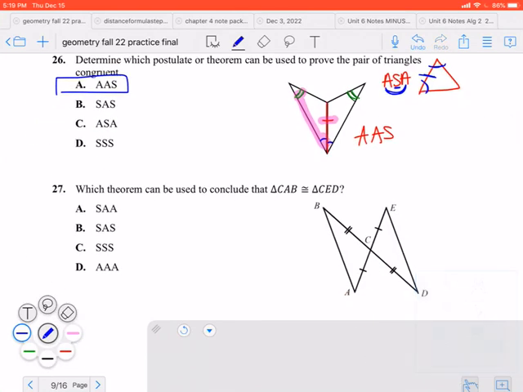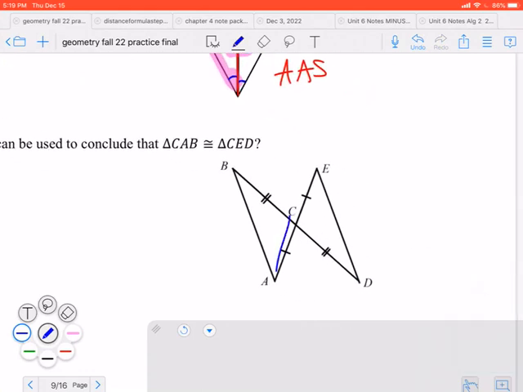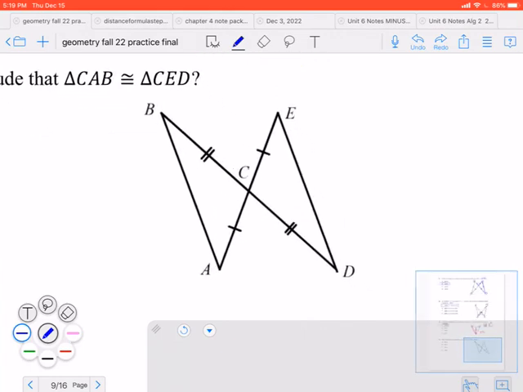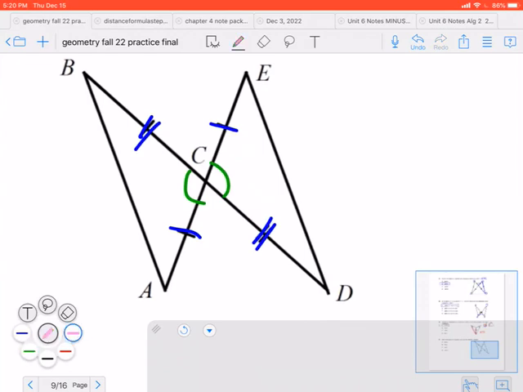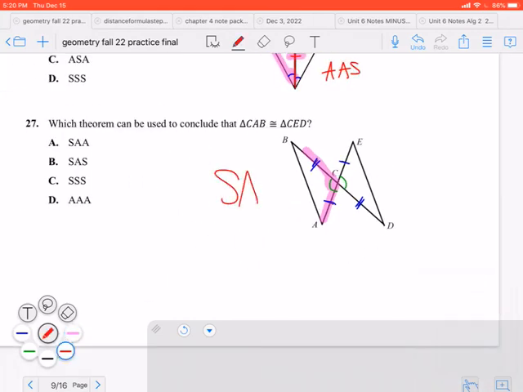Number 27. Which theorem can be used to conclude that triangle CAB is congruent to CED? Very similar to the ones we've just done. We have a pair of sides, we have another pair of sides, and we've got those crossing lines again, so we've got a pair of vertical angles. And so we have side, angle, side. Letter B.